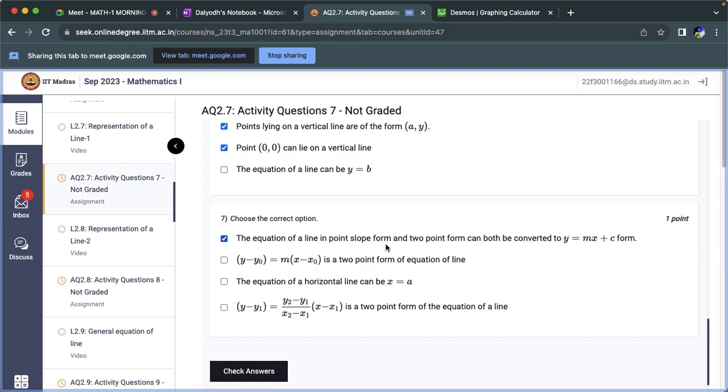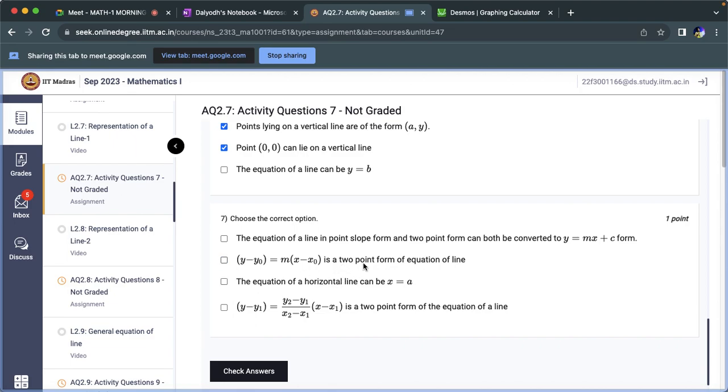Now, the formula you are talking about is y minus y naught equals m into x minus x naught. This is known as the point slope formula, where you have a slope as well as a point. The two point form is different: from 2 points you can define the slope and the intercept. So this is how you find it. So this is the formula of the 2 point equation.